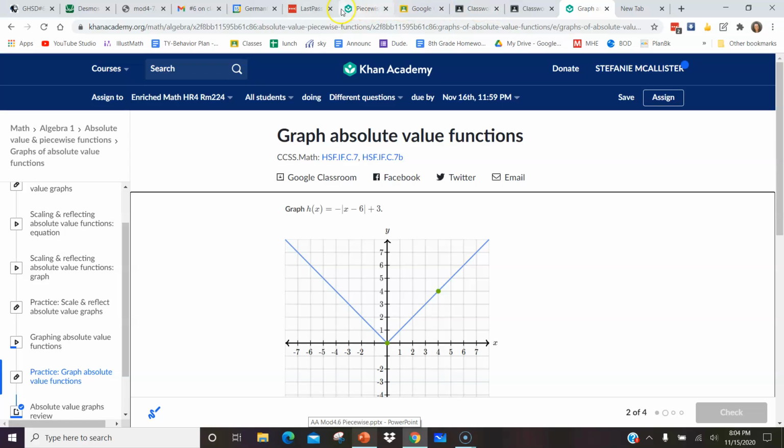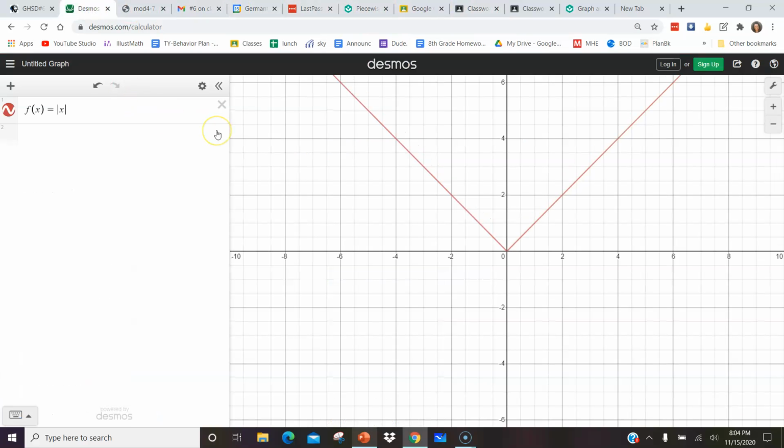But let's go ahead and I just want to talk about this graph on the decimals. Not that one. This one. Where's decimals at? Okay. Here's our basic absolute value of x. This is the parent function.